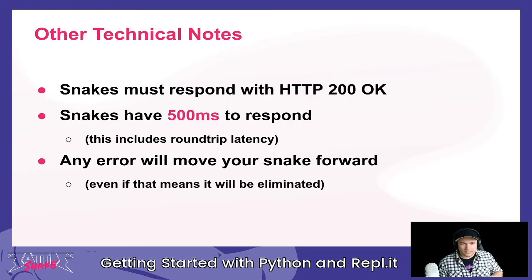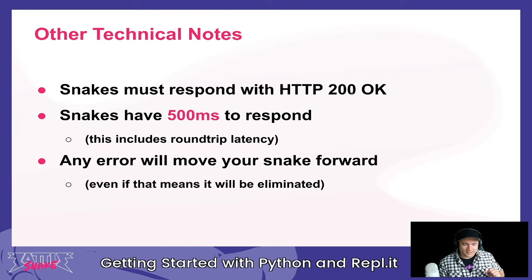Other technical notes. If this doesn't make sense to you, don't worry about it too much, but this is for people that are either deploying to other cloud providers or thinking a little bit more complexly about how to actually program their snake and how to optimize their snake. Your Battlesnake must respond with an HTTP 200, so you have to 200 every request, or else we will potentially eliminate your snake or keep it moving in a forward direction.